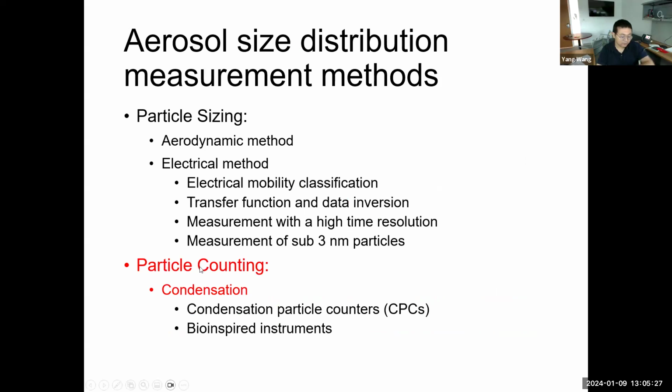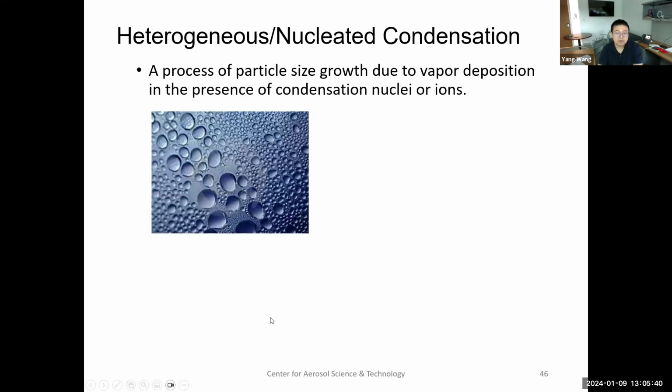So finally, I'll briefly talk about the particle counting. As I mentioned, the most widely used instrument for particle counting is actually the condensation particle counters, right? So first we'll talk about the condensation mechanism. So condensation is basically a process of particle size growth due to vapor deposition in the presence of condensation nuclei or ions. So we see these condensation scenarios every day.